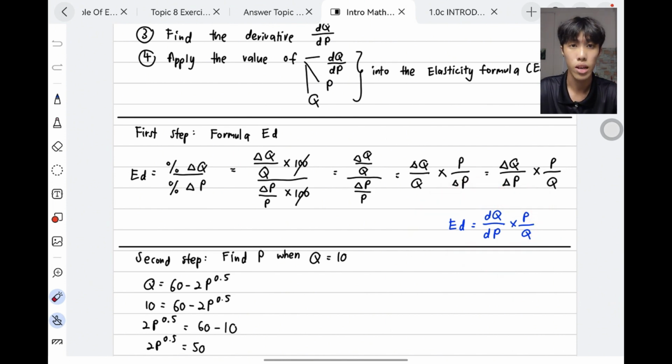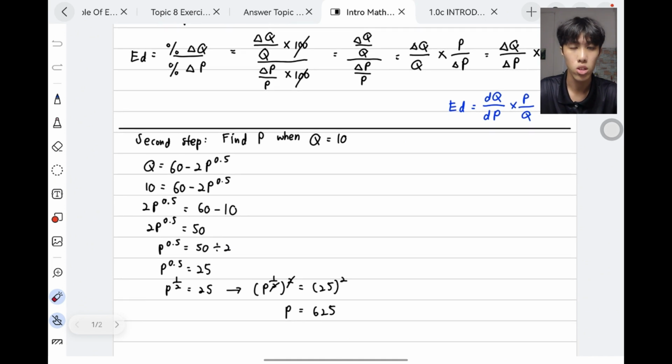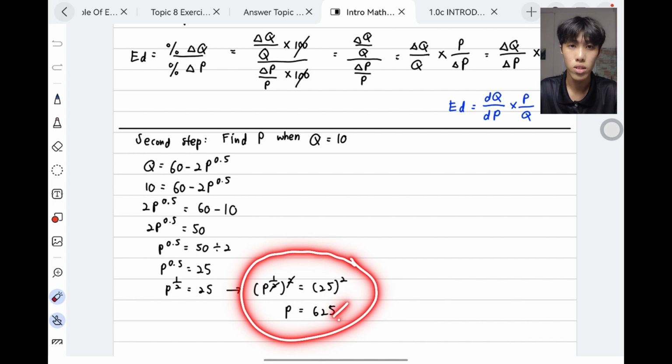So this is the second step. We need to find P when Q equals 10. We just substitute Q into the equation. Q equals 60 minus 2p to the power of 0.5, and this gives 10 equals 60 minus 2p to the power of 0.5. After that, we simplify it to get 2p to the power of 0.5 equals 50, and so p to the power of 0.5 equals 25. Since p to the power of 0.5 is the square root of p, we square both sides and we get p equals 625.